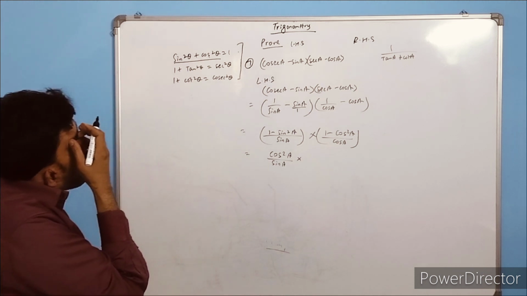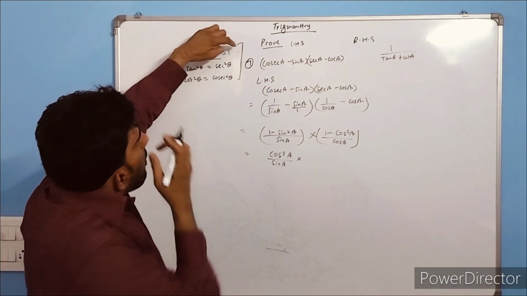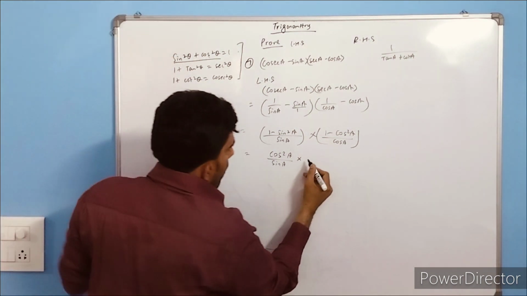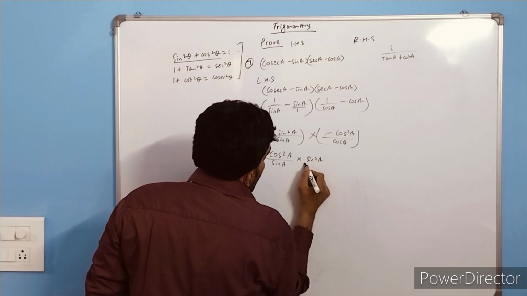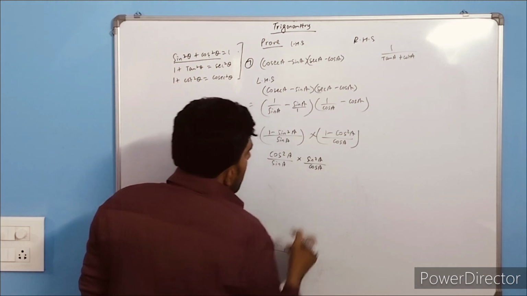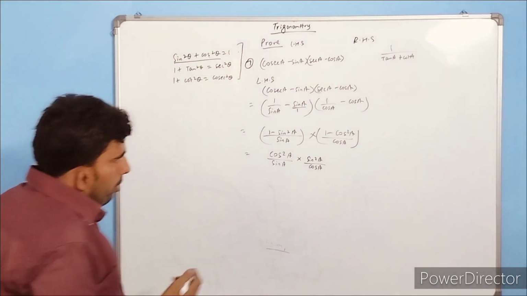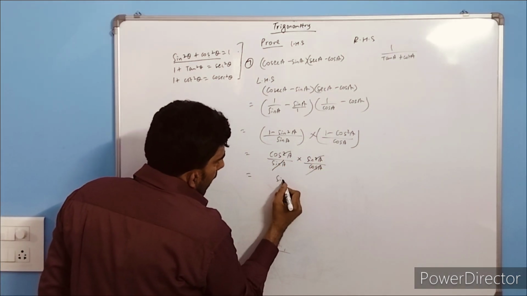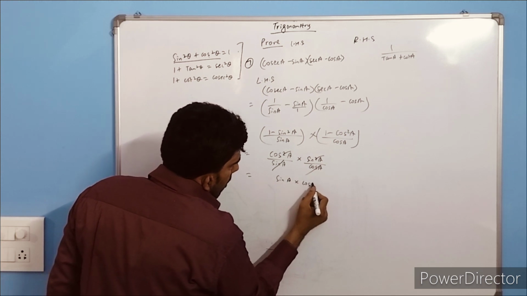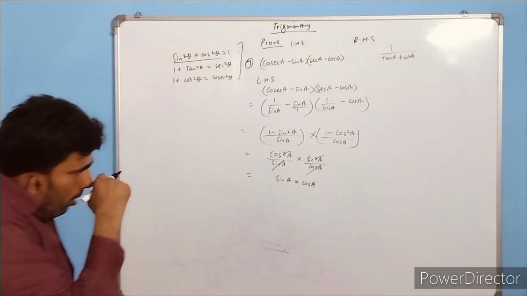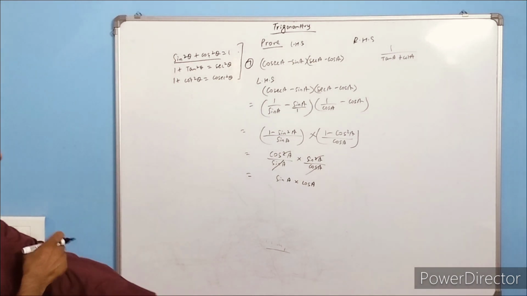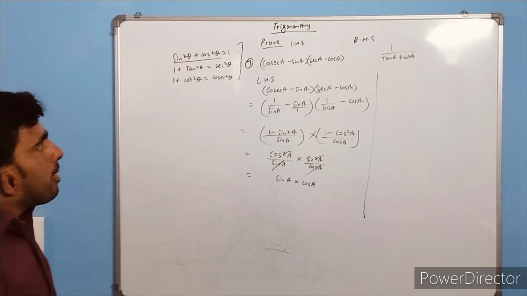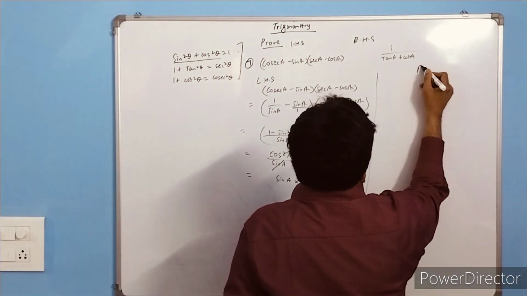Now 1 minus cos square A. What will be left? Sin square A. So I got sin square A upon cos A. So I can reduce sin A and cos A, and I got sin A into cos A. Okay, so that is how we can solve this. We have solved the LHS. Now we'll solve the RHS.